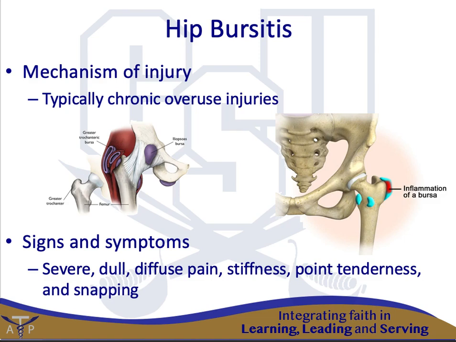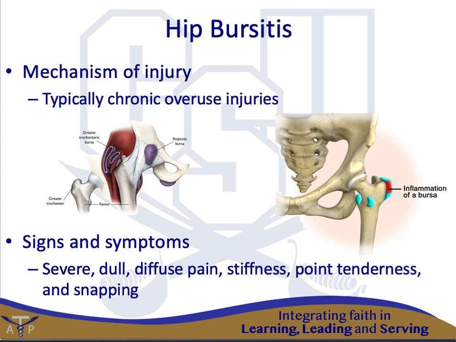Hip bursitis is another injury that we see at the hip. When we look at hip bursitis, the trochanteric, iliopsoas, and ischial bursae are located within the hip, and all three of these bursae can be inflamed in hip bursitis.